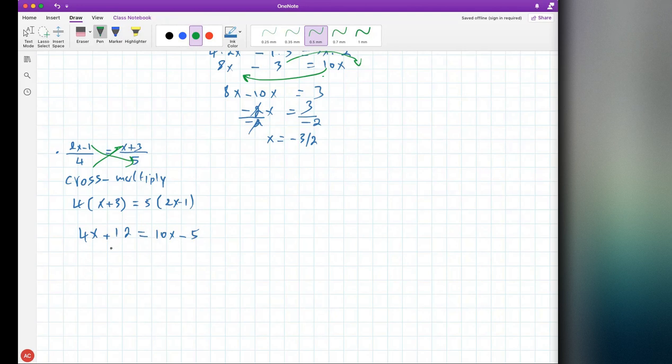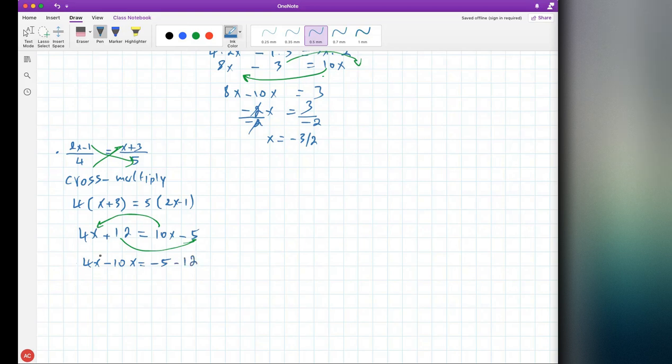So what happens there? Move the 4x, the minus 10x. That's right. So move the x's to one side and numbers to the other, both at the same time. End up with 4x. What else? 4x and negative 10x. Minus 10x. And minus 5, minus 12. That's right. And the positive 12 becomes negative 12.